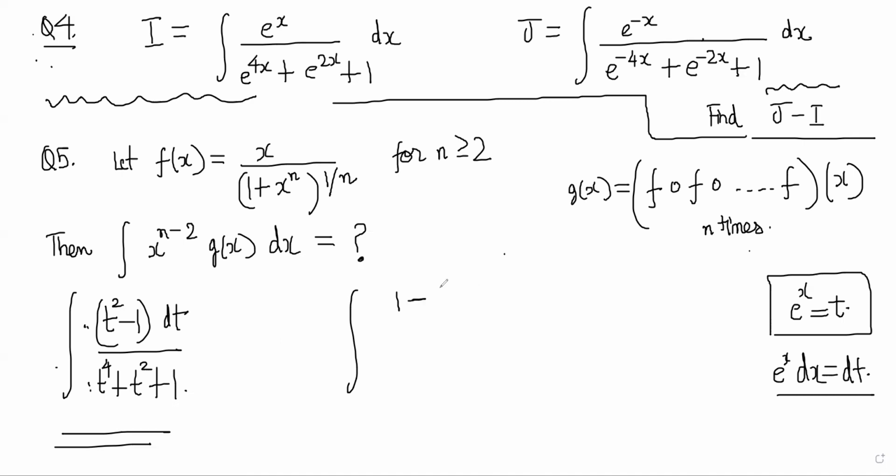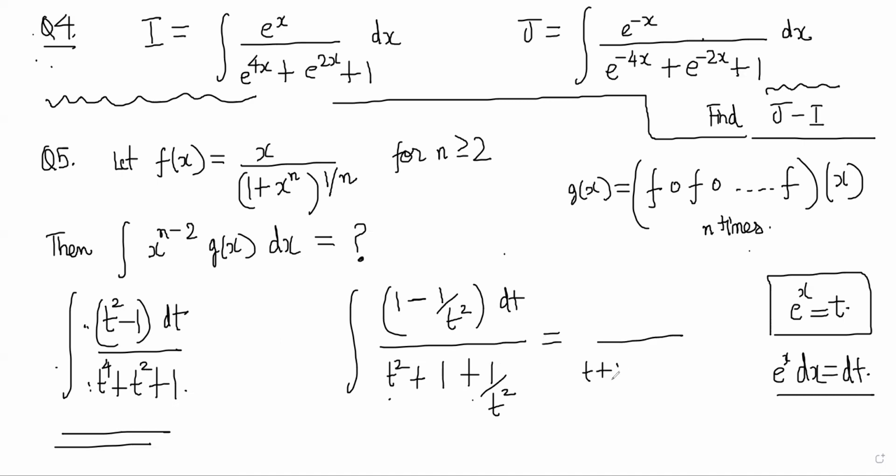So if you get 1 minus 1 by t square on top, we get a plus b whole square नीचे. हाँ, नीचे में ऐसा आएगा ना, right? Yes sir. So now you can write this as t plus 1 by t whole square minus 1, right? Yes sir. t plus 1 by t whole square minus 1 is this, and on top is the derivative of t plus 1 by t, right? Yes, sir.